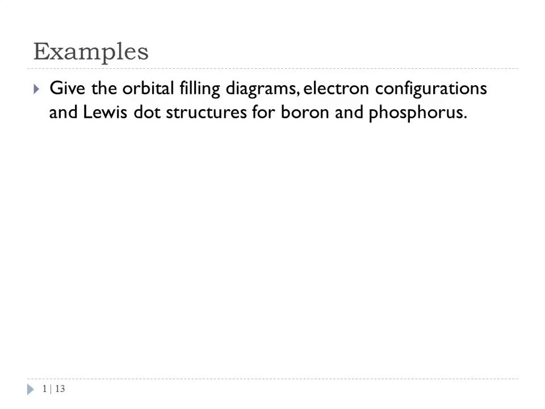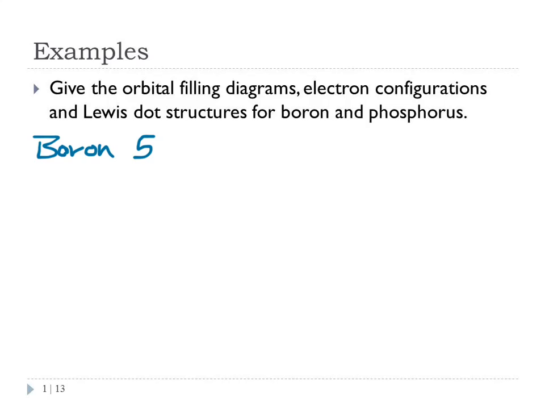So I think we're doing pretty well. We'll just do one of these. Let's do boron. Boron's fun because it sounds like moron. Give the orbital filling diagram, the electron configuration, and the Lewis dot structure for boron. So first thing we have to do is find boron on the periodic table and figure out how many electrons it has. 5, right? So 5 electrons.